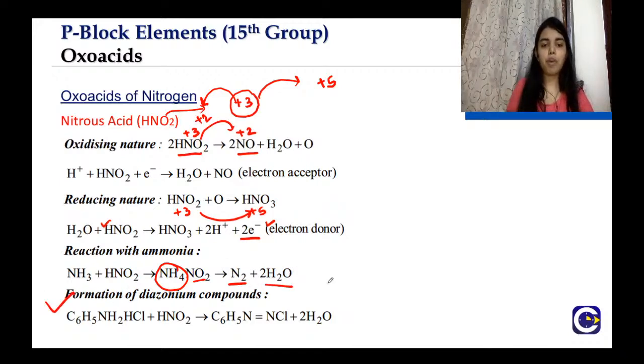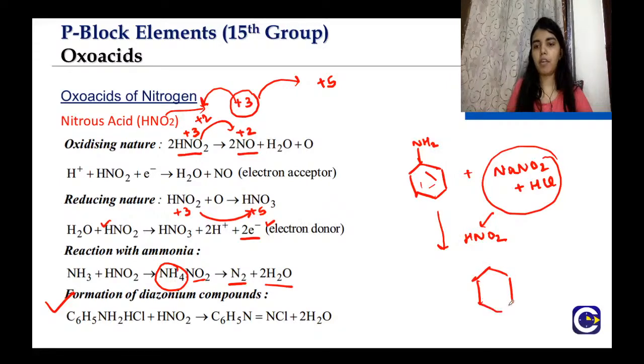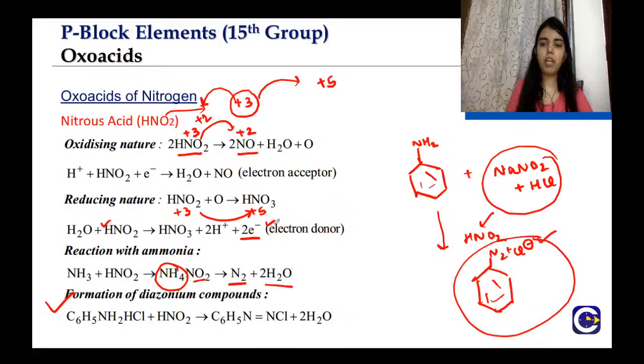Now this is very important from the organic chemistry point of view, the formation of diazonium compounds. If you have done the haloalkanes or haloarenes chapter, what is happening here is that if you take aniline and treat it with NaNO2 plus HCl, which is basically HNO2, you will get N2+ Cl-. This is known as the diazonium salt. So if you treat aniline with NaNO2 plus HCl or basically HNO2, you will get the diazonium salt.